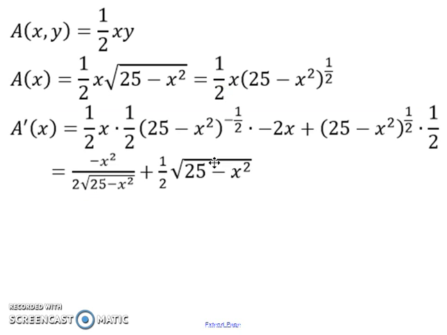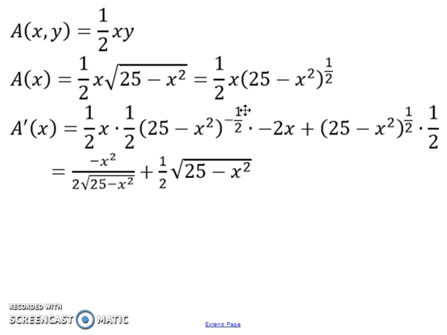All right, now this is a product rule situation. So I'm going to take the first guy, 1/2 x, and multiply it times the derivative of the second guy. So derivative of anything to the 1/2 power is going to be 1/2 that thing to the negative 1/2 power.